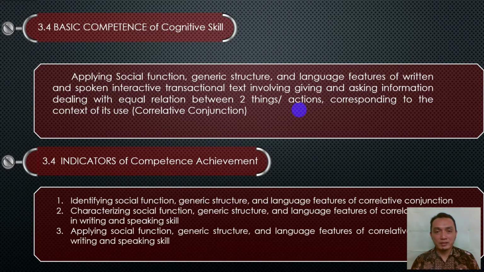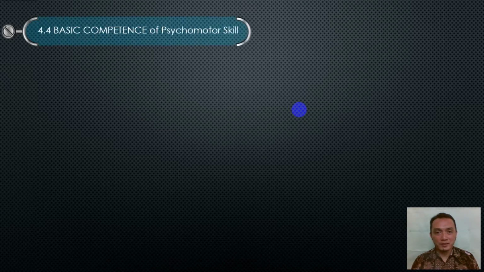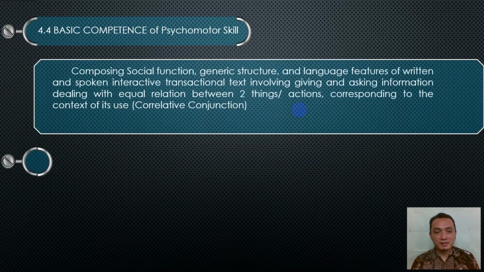Now we go to the next screen. In this section, I will tell you about the basic components of psychomotor skill in 4.4. The content is composing social function, generic structure and language features of written and spoken interactive transactional text involving giving and asking information, dealing with equal relation between two things or actions corresponding to the context of its use, or correlative conjunction. So we discuss correlative conjunction, and I'll give you the indicators in this topic.